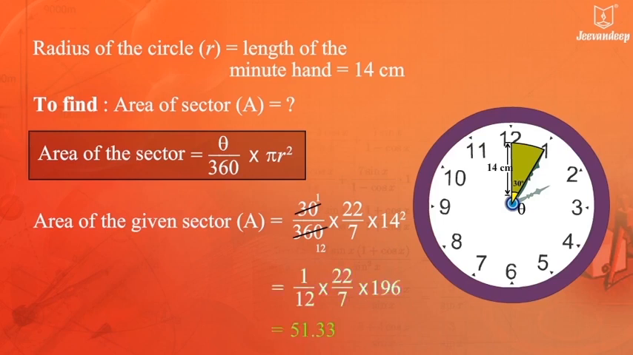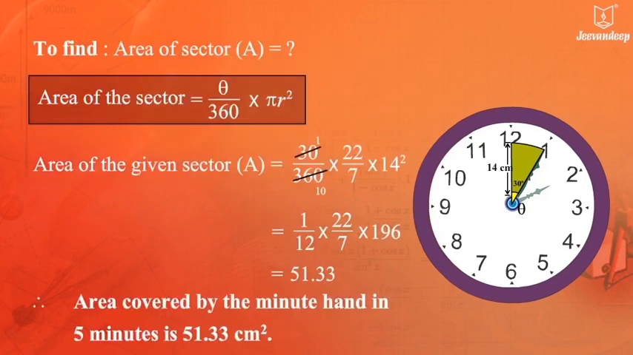Equals 51.33. Therefore, the area covered by the minute hand in 5 minutes is 51.33 centimeters square.